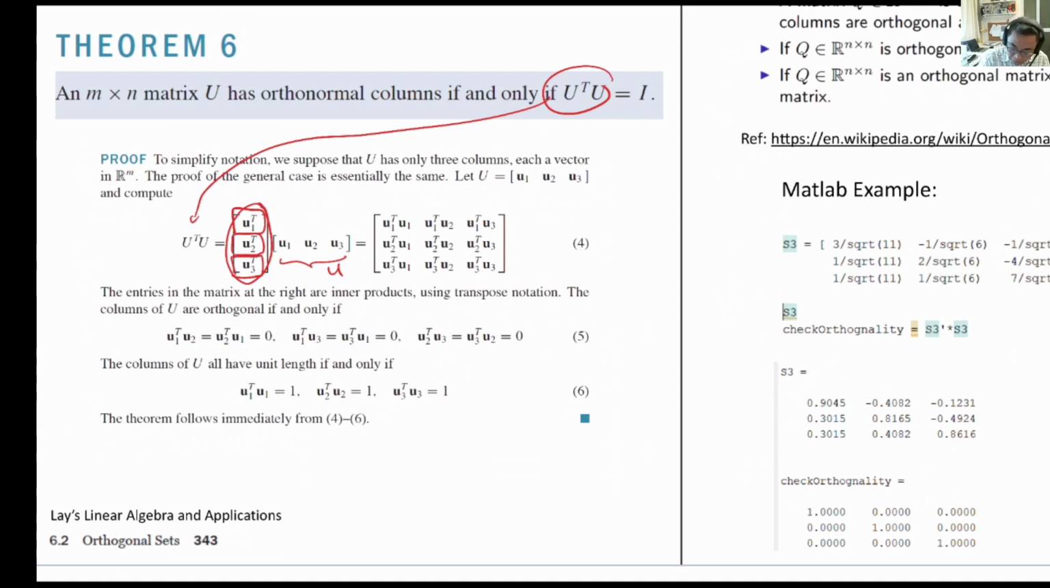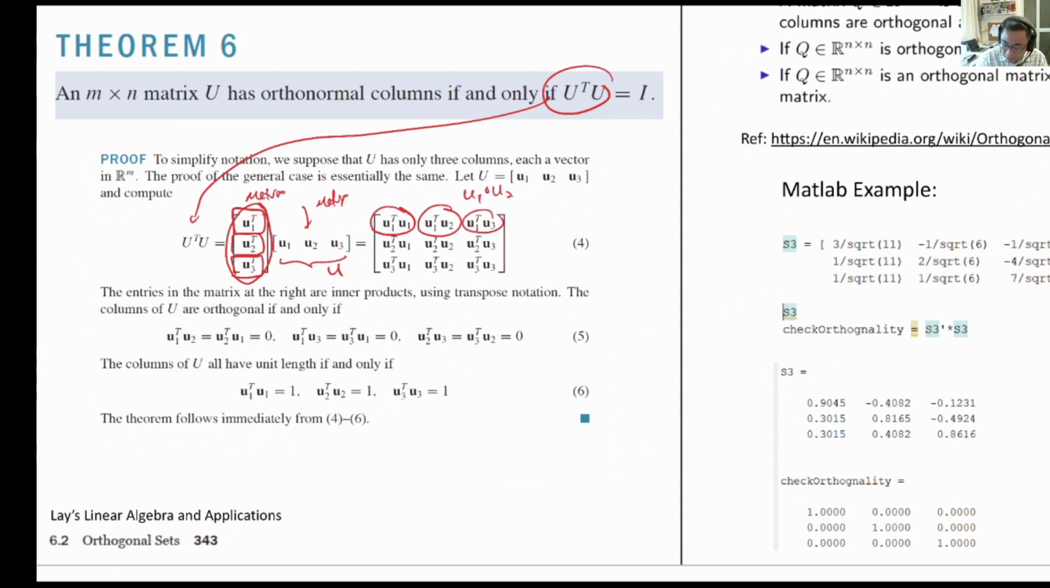We carry out the matrix multiplication and we study each of the elements in the final matrix. Because we only have 3 columns, our U transpose U would be only 3 by 3. Each entry of this 3 by 3 matrix is the dot product between ui and uj for all combinations of i and j. For example, in the top left-hand corner is u1 transpose u1, u1 dotting with u1. The second element on the top is u1 transpose u2, basically u1 dot u2.